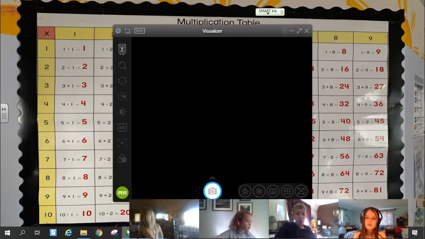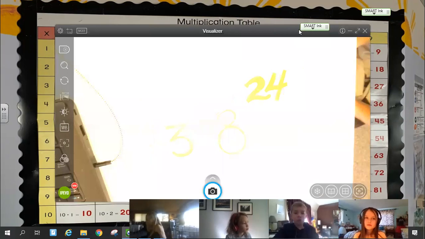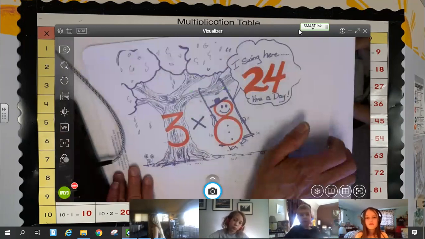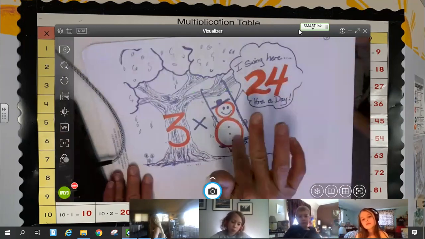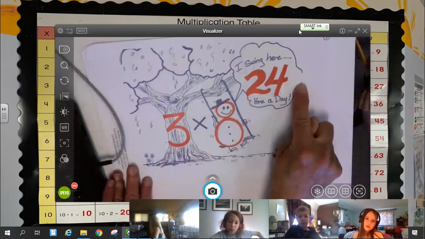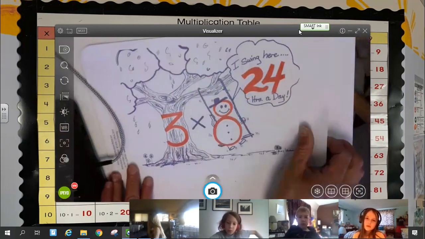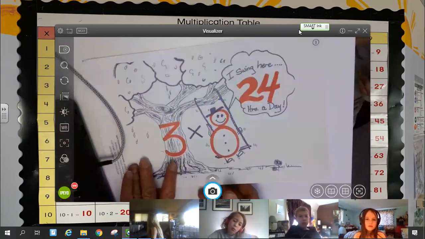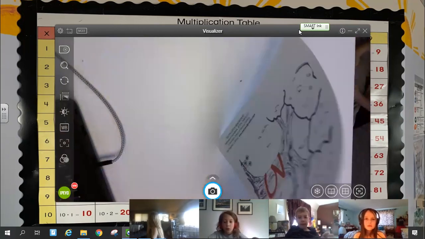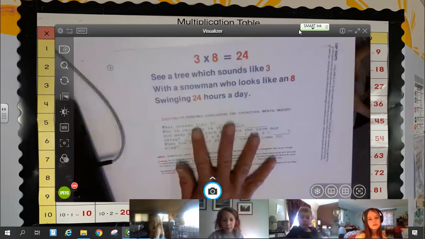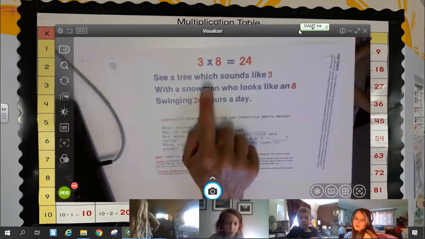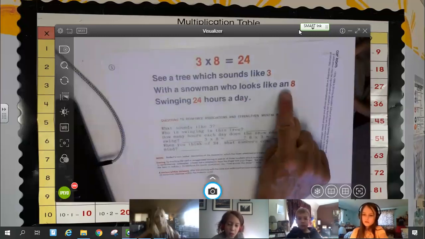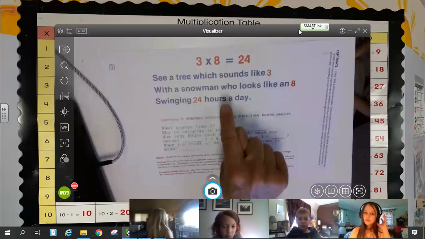All right, we found our riddles. We're going to read them, go through them again. Do you remember the 3 for tree and the 8 looks like a snowman? I swing here 24 hours a day. We talked about the fact that there's 24 hours in a day. Wish there were a few more, but that's okay. So let's read it. Here we go. 3 times 8 equals 24. See a tree which sounds like 3 with a snowman who looks like an 8, swinging 24 hours a day.